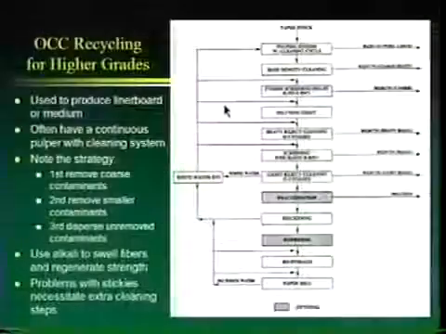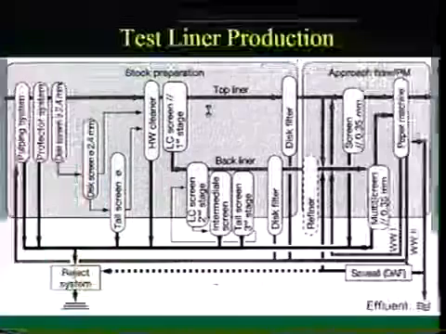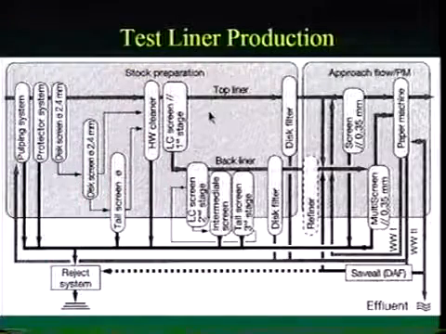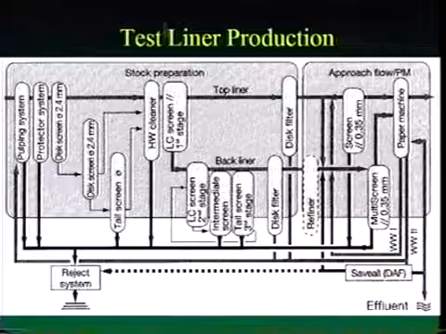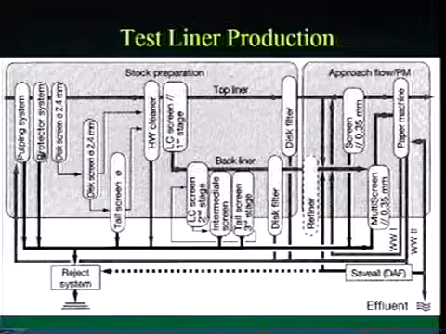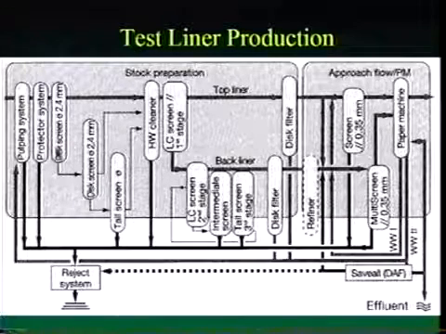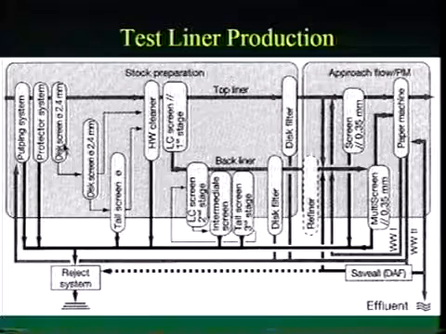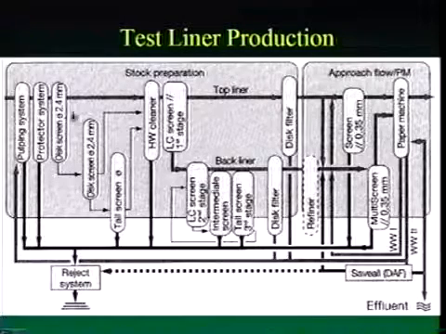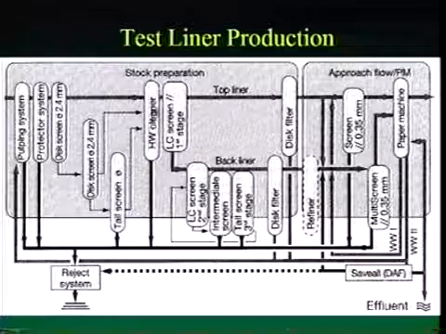So you notice that there's no de-inking capability, and we're just trying to get rid of all the stickies and contaminants that are going to hurt our product. So this graph kind of shows you a test liner production. What you do here is we've got a pulper, and then we have another system to reject some of the large materials. And then we have a disc screen, and that's just a screen, and that's going to actually send the fibers to a high density cleaner.